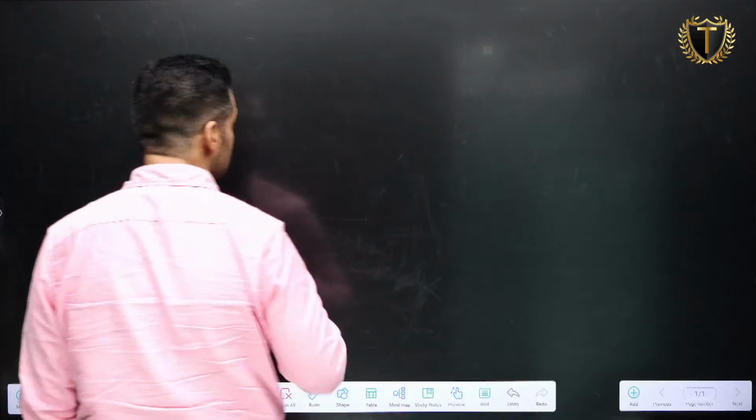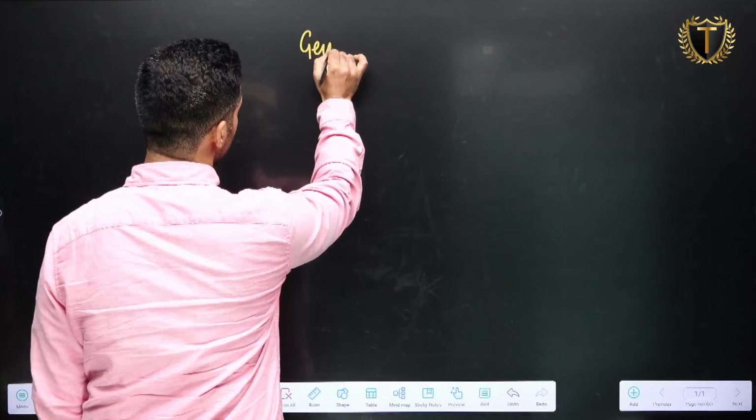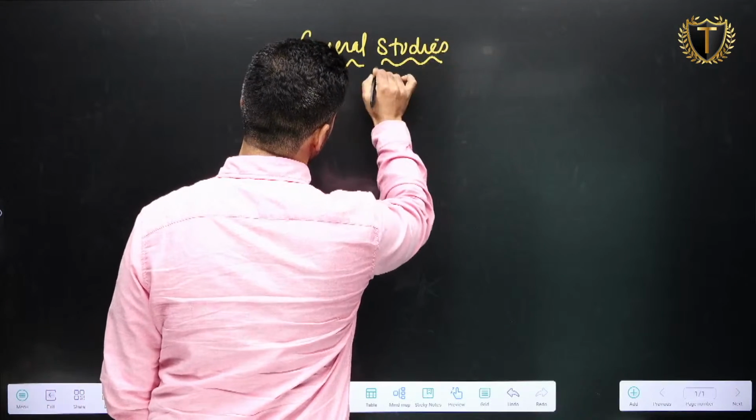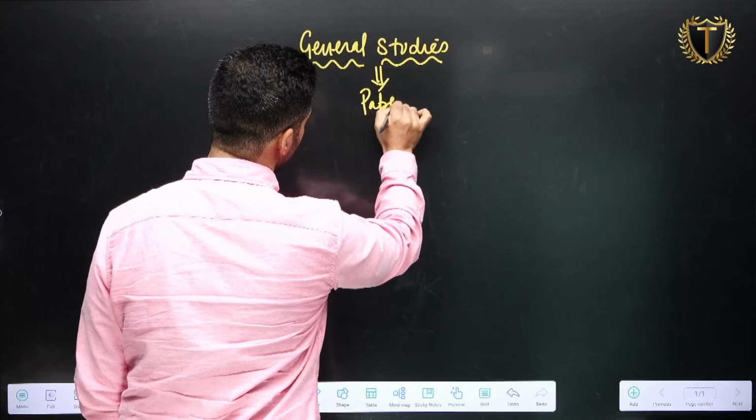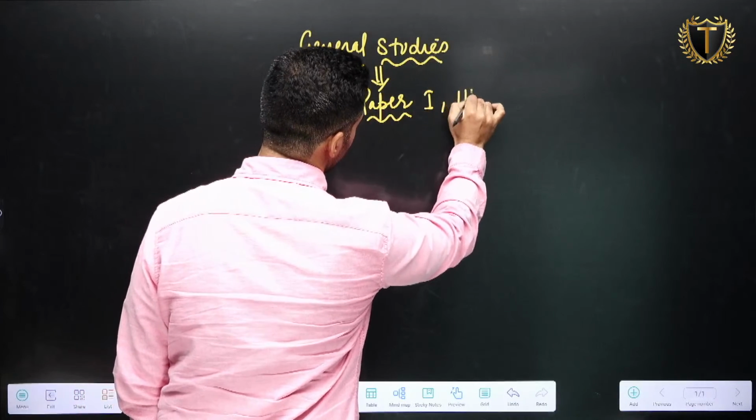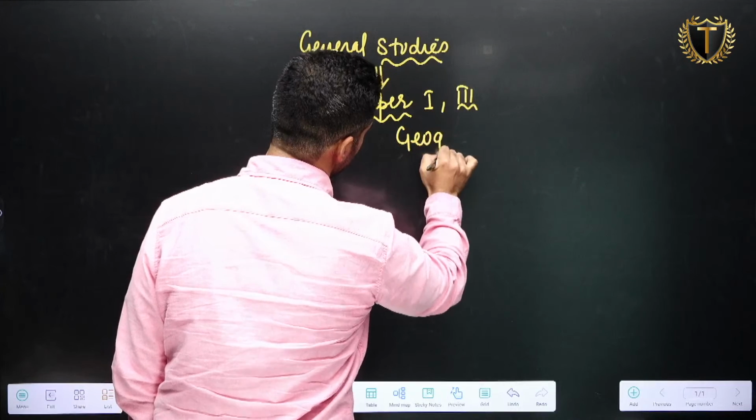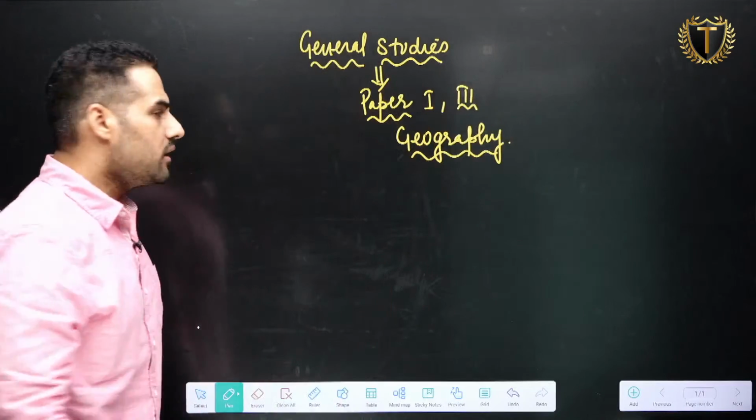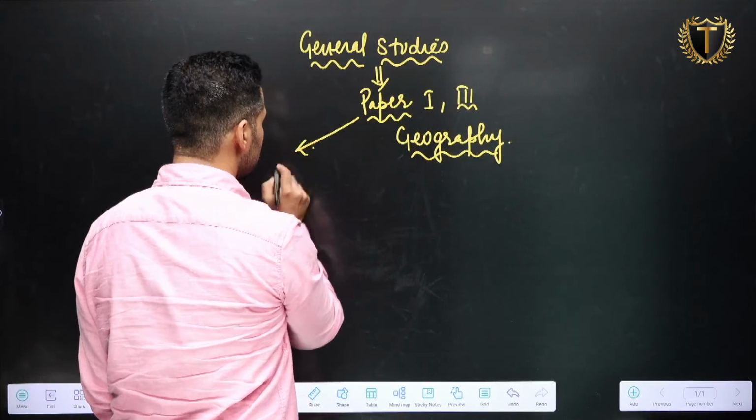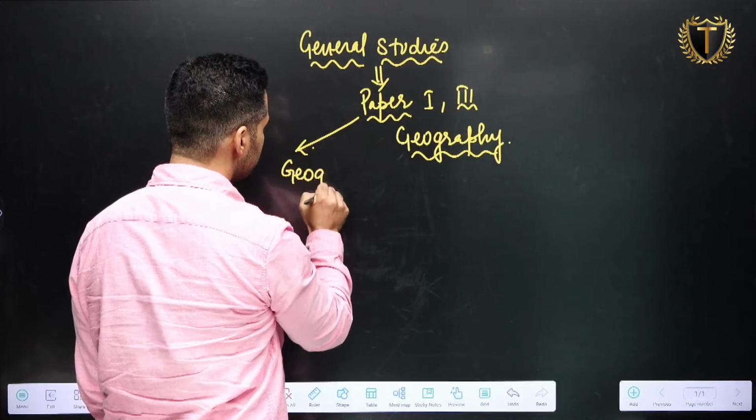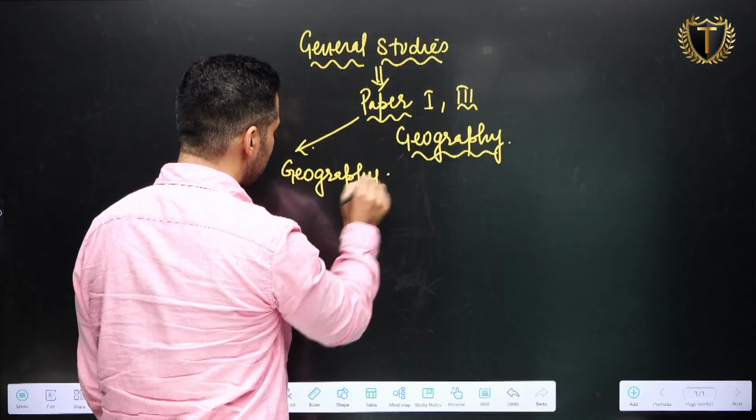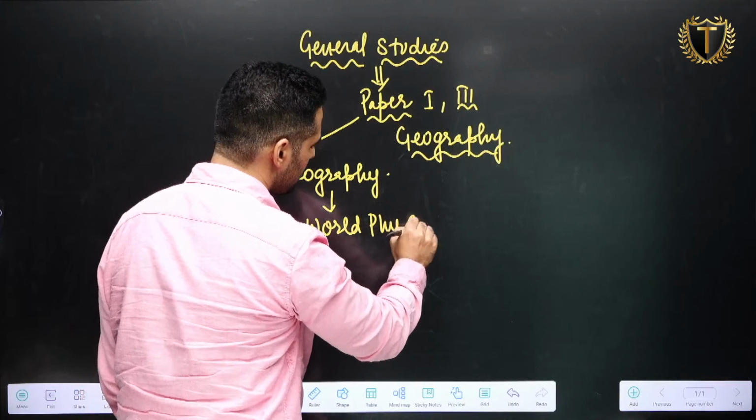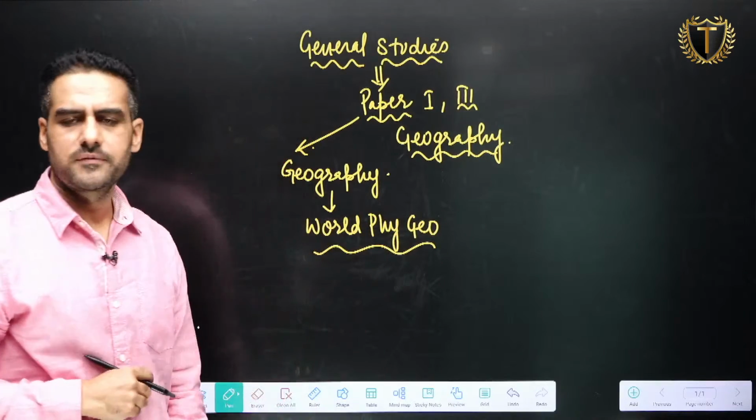Now, when you talk about General Studies, paper 1 and paper 3, this is from geography. In paper 1, you will find the geography component, and mainly the part is from world physical geography. I'll explain what this world physical geography is.